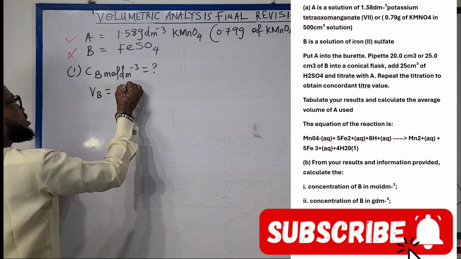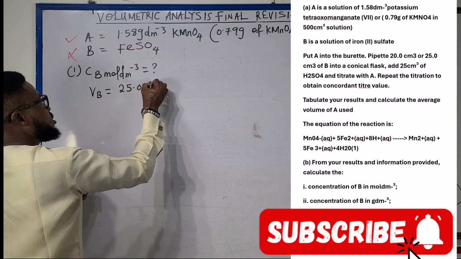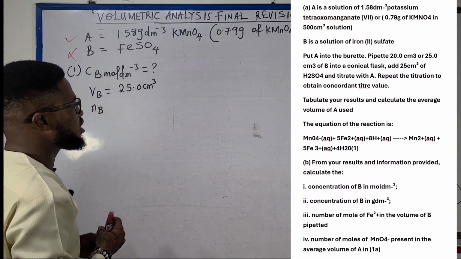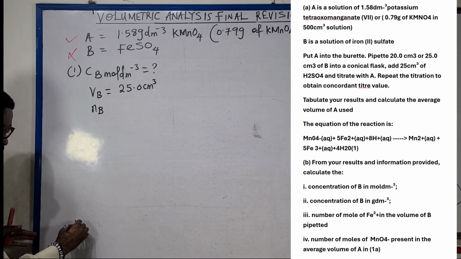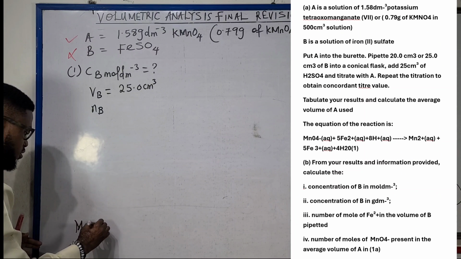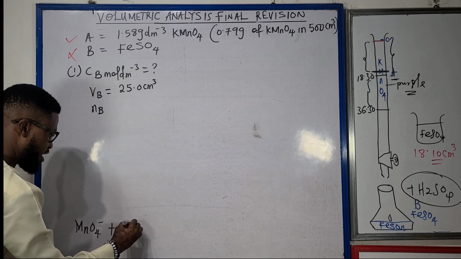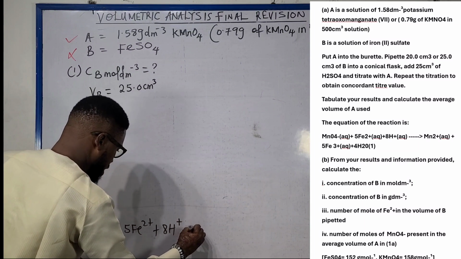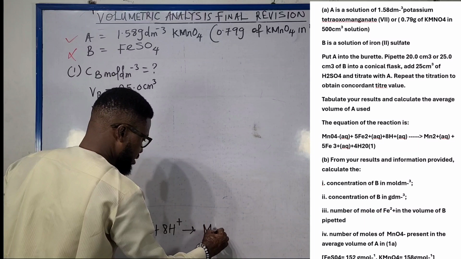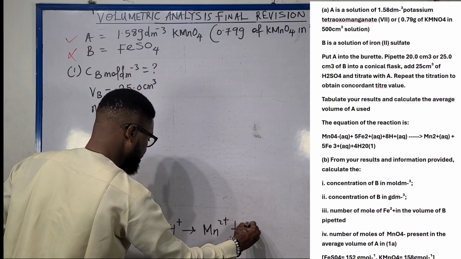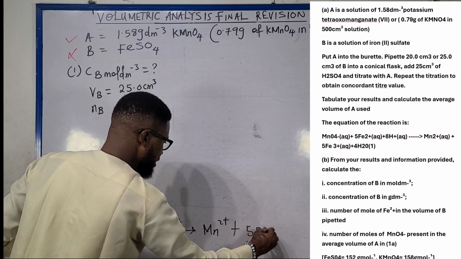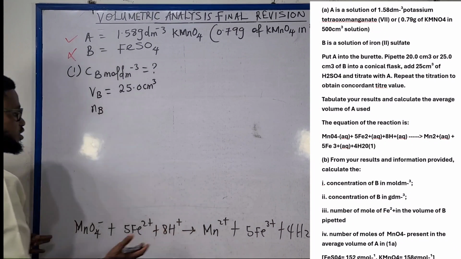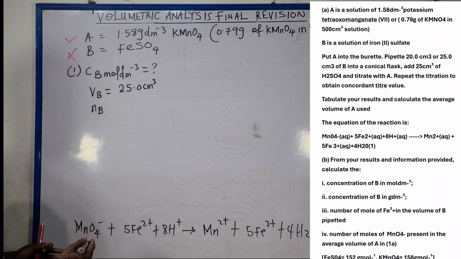Our Vb is 25 cm³, the volume of the pipette, and then our Nb from the equation. Let me put the equation here: MnO4⁻ + 5Fe²⁺ + 8H⁺ gives us Mn²⁺ + 5Fe³⁺ + 4H2O. Of course, you must have been given this equation in the question.